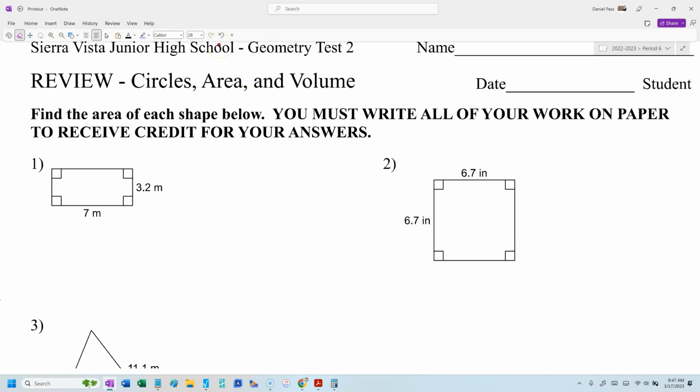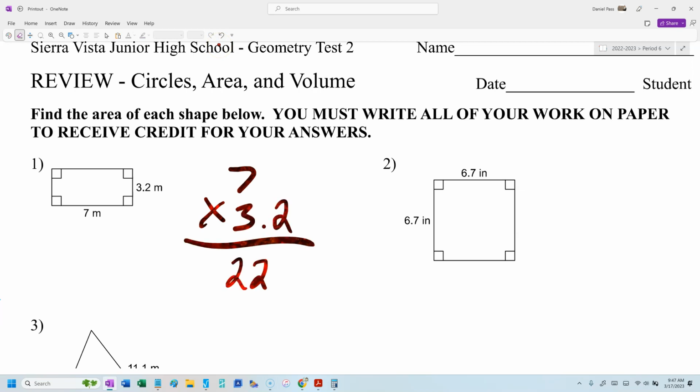7 times 3.2. Do we agree, everybody? Okay, good. What's the answer? 22.4. Is that right? I agree. Okay, good. Now, you want to remember to use meters squared because it's area.